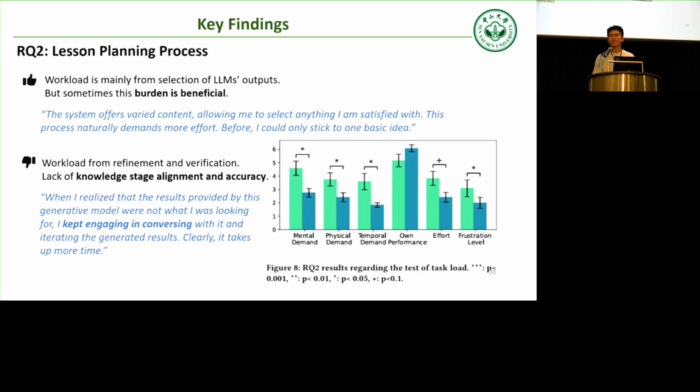For the lesson planning process, some participants think that the workload is mainly from selecting the LLM's output, but sometimes this burden is beneficial because the system offers various content, and before they used this system, they could only stick to one basic idea. However, some participants think that the workload is mainly from refinement and verification, and the system lacks knowledge, stage alignment, and accuracy.